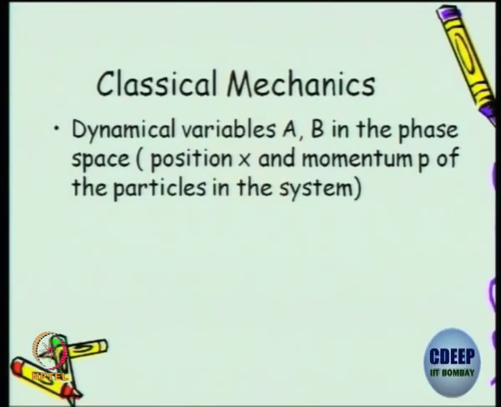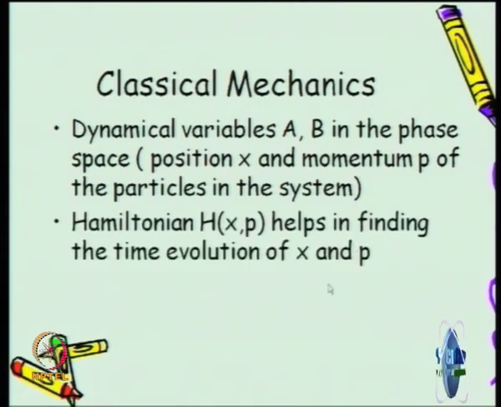So what have you learnt in classical mechanics? You have a phase space. Phase space is defined by position and momentum, right? And then you have dynamical variables, which I call capital A, capital B, which are functions of this x and p. Then if you want to know the time evolution, the Hamiltonian helps in finding the time evolution in classical mechanics.